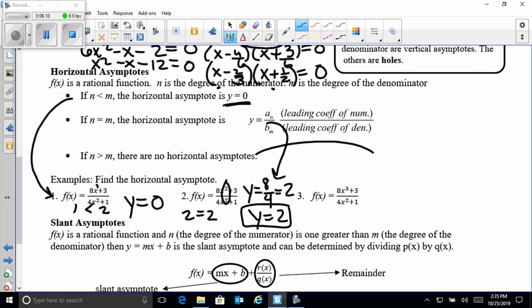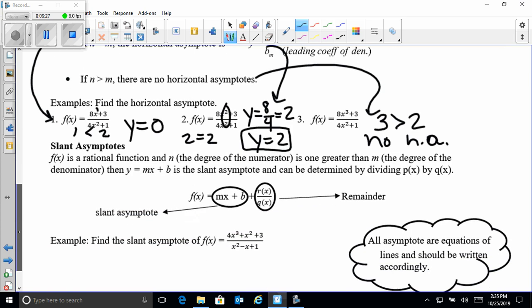And then the third situation is when the power on the top is greater than the power on the bottom. In that case, we have no horizontal asymptote. So vertical, horizontal, and then we have slants.